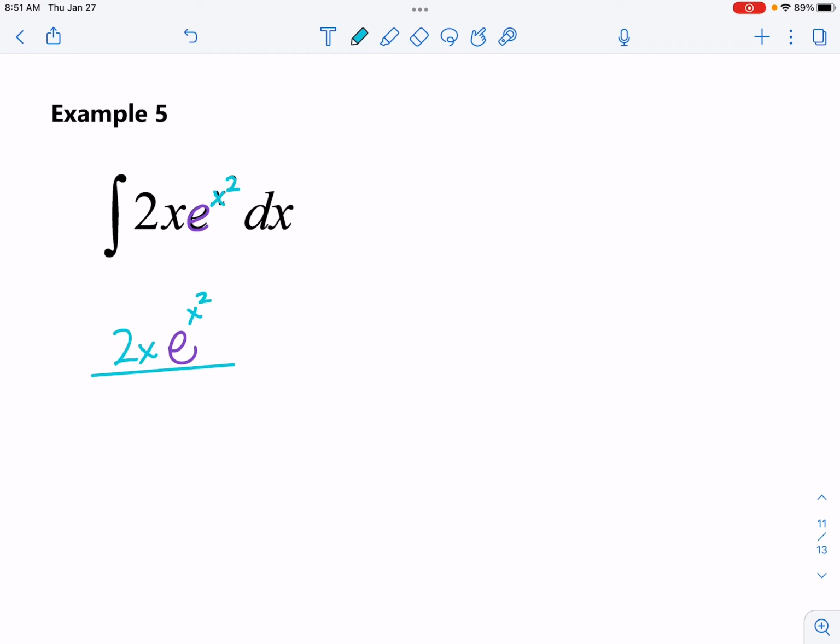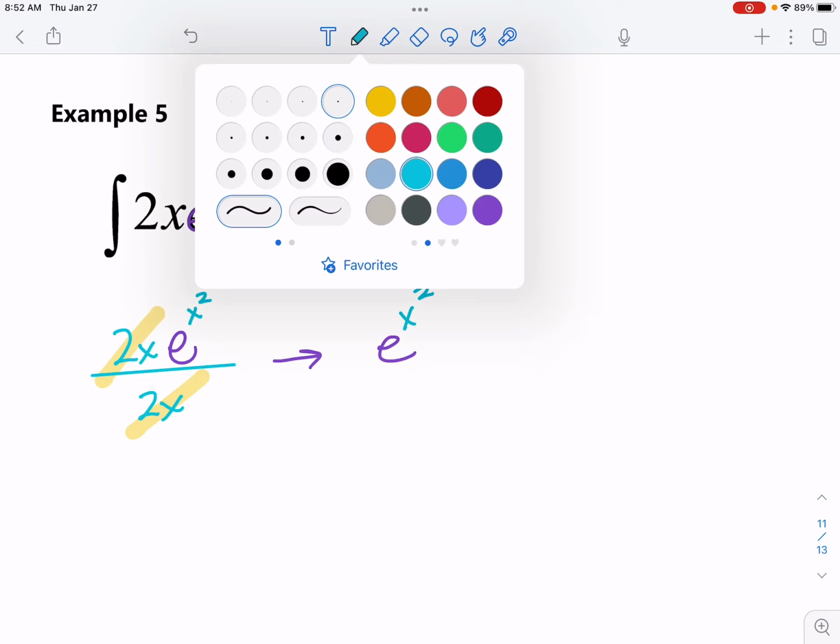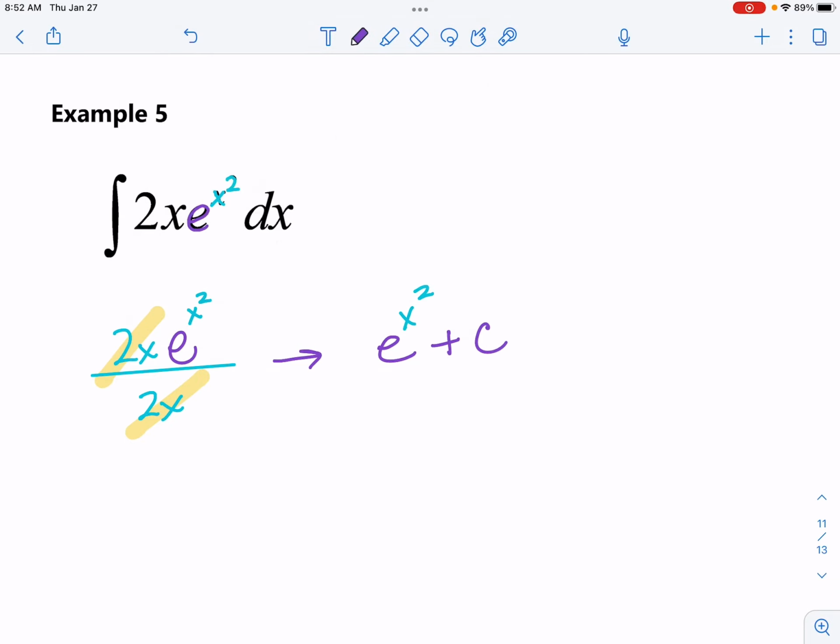Then we're going to divide by the derivative of x squared, which is 2x. Those cancel nicely for us. Final answer, e to the x squared plus C. And why don't we go ahead and derive our answer to check? This would require chain rule, so I would derive the outer, which is itself, hold the inner, times derivative of the inner. And derivative of a constant is 0, so that works.